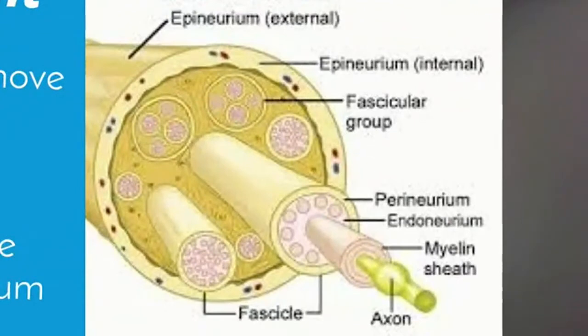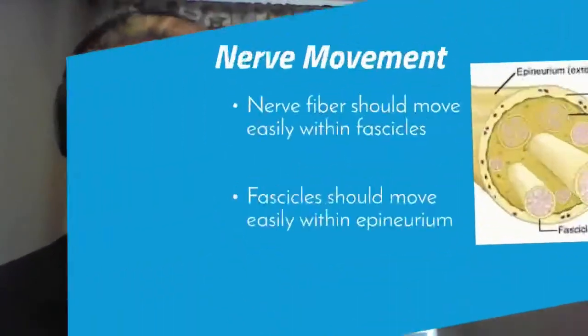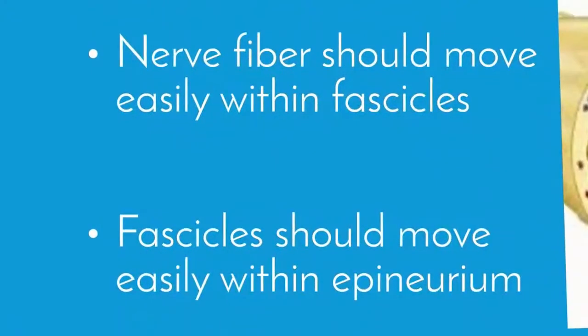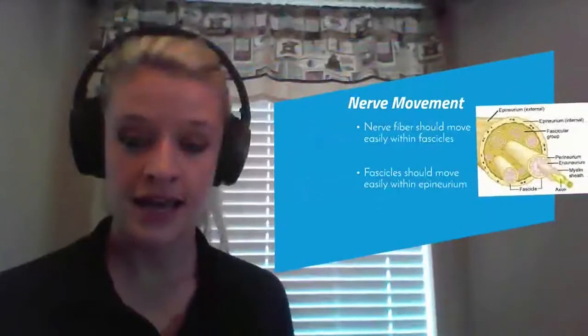If we were to look at this image and review a little bit of pertinent anatomy, we understand that a single axon is supposed to move freely within the myelin sheath. The myelin sheath is found within the perineuron. Those make up the different fascicles that are all grouped together and found within the epineuron. Now, it is important to understand that all nerve fibers should move easily within the fascicles, and those fascicles should move easily within the epineuron as a person moves.